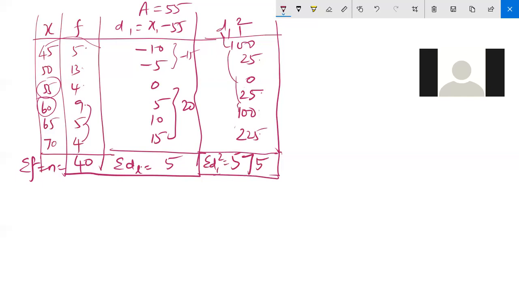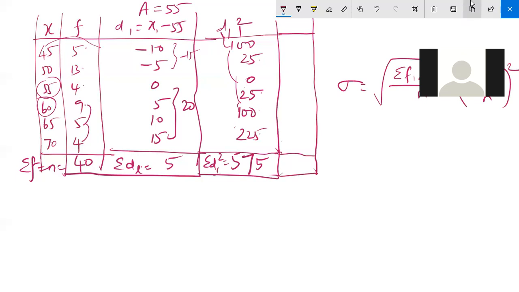No, we have to do one more step that we forgot. D of I we did. We have to now do the sigma value is equal to root of sigma Fi di squared by n minus sigma Fi di by n the whole square. Correct? So we have to find out Fi di.